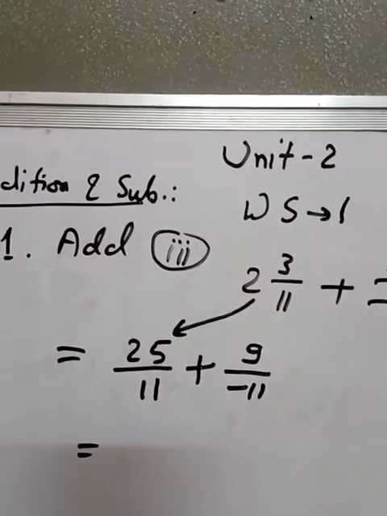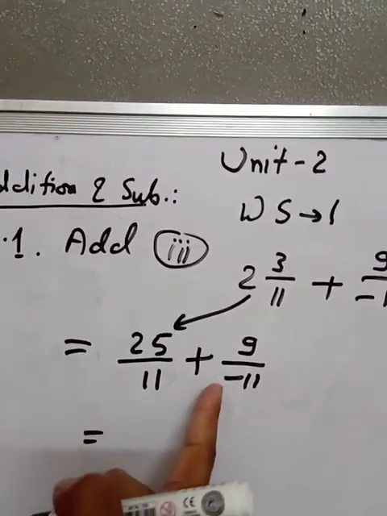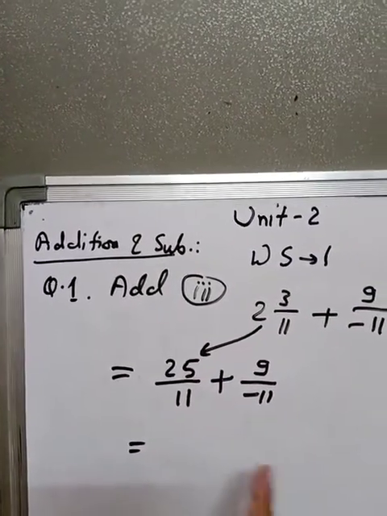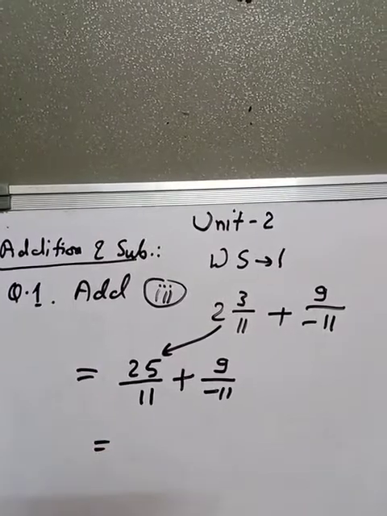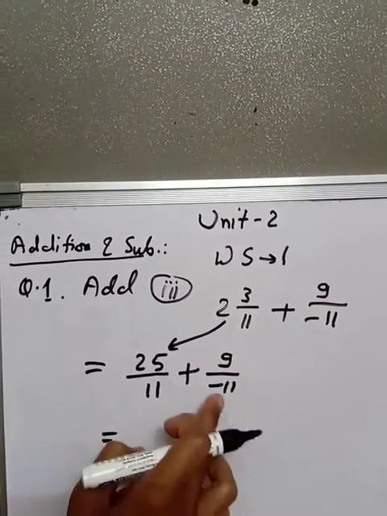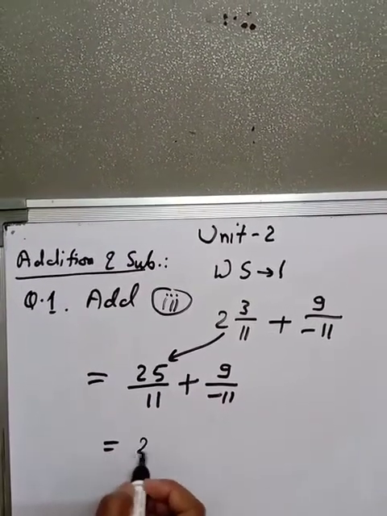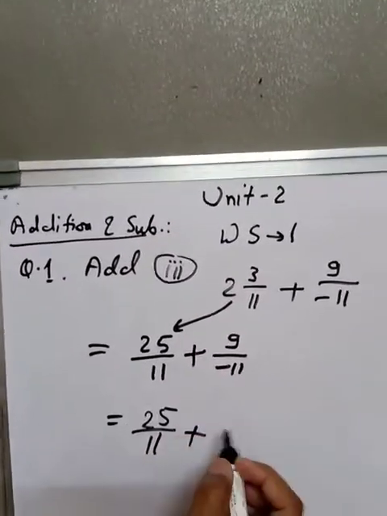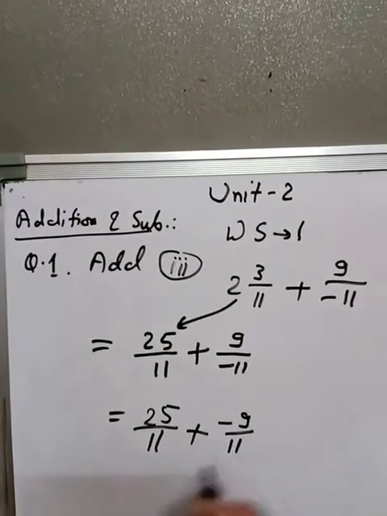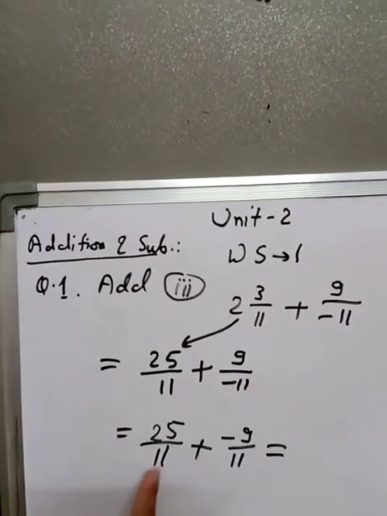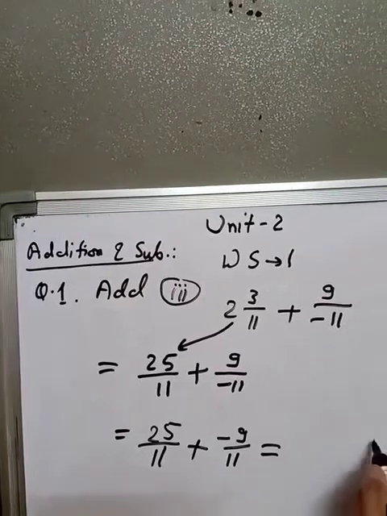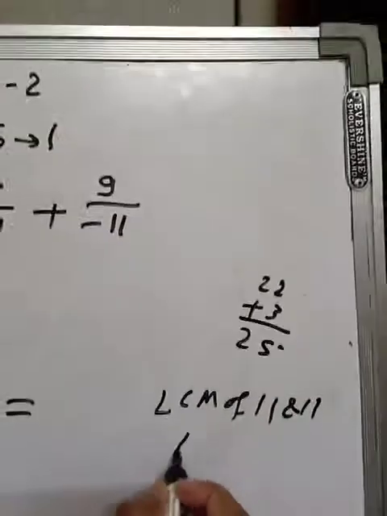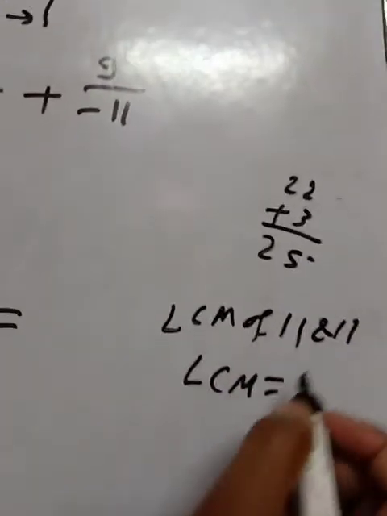In the next step, remember that in the denominator a negative sign should never be there, so we will convert this into standard form. I explained this in chapter 1 also. So in standard form this will become minus 9 by 11. Now we will find the LCM of 11 and 11. The LCM will be the same because both are the same.